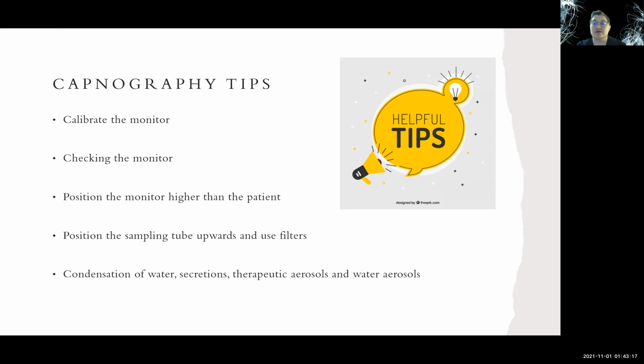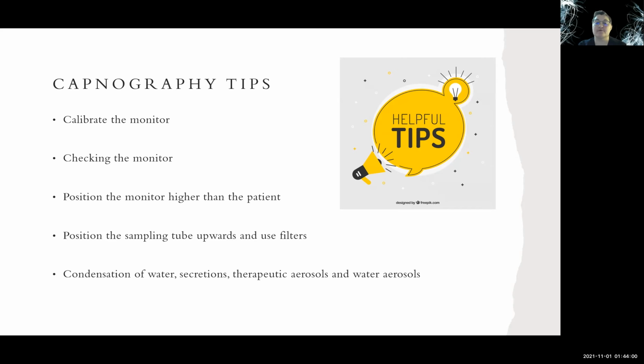Now, low-level positioning of the monitor is going to facilitate condensed water and even secretions moving towards the analyzer, thereby resulting in blockages. So we always want to have the monitor above the level of the patient so we can prevent any of those obstructions from going up the sampling tubes. It's preferred that the capnograph is above the level of where the patient is. This prevents it, especially those condensations that we see during respiration.